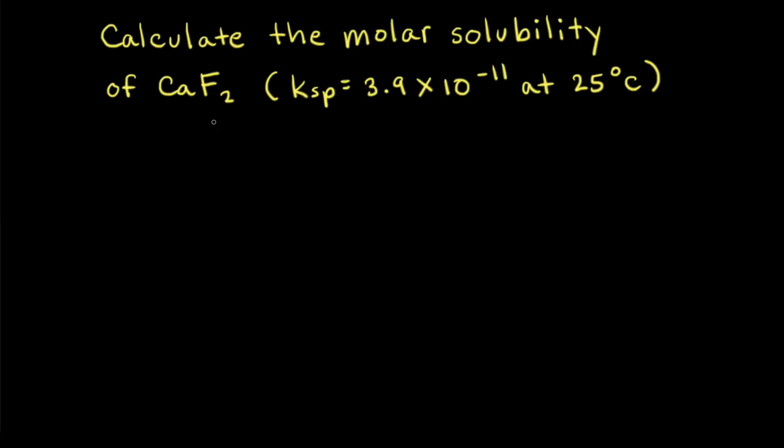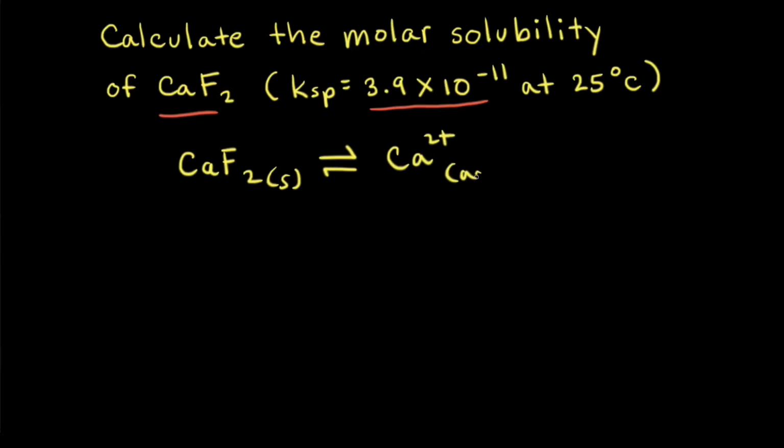Let's calculate the molar solubility of calcium fluoride if the Ksp value for calcium fluoride is 3.9 times 10 to the negative 11th at 25 degrees Celsius. The first step is to write the dissolution equation for calcium fluoride. So solid calcium fluoride will dissolve in solution to form aqueous calcium 2 plus ions and fluoride anions. And to balance that out, we need to make sure and include a 2 in front of the fluoride anions.